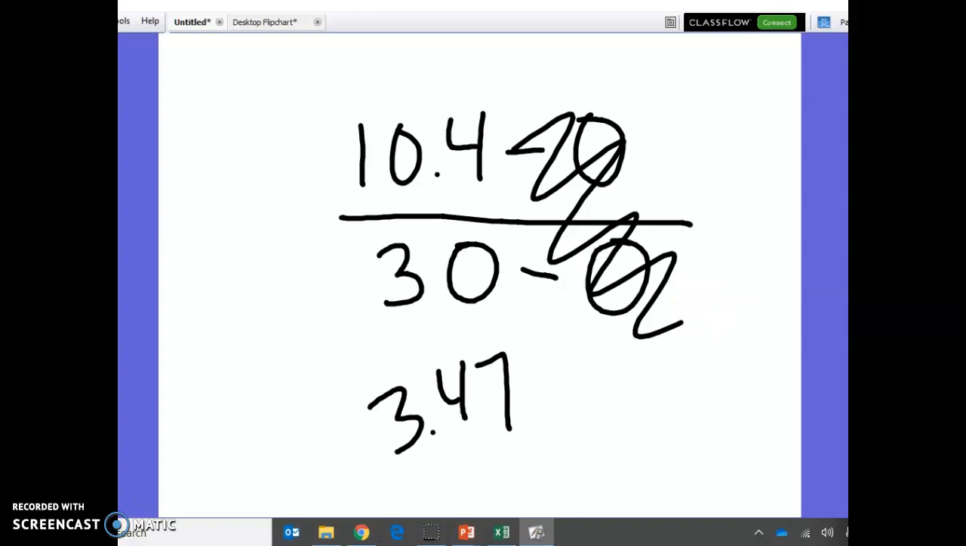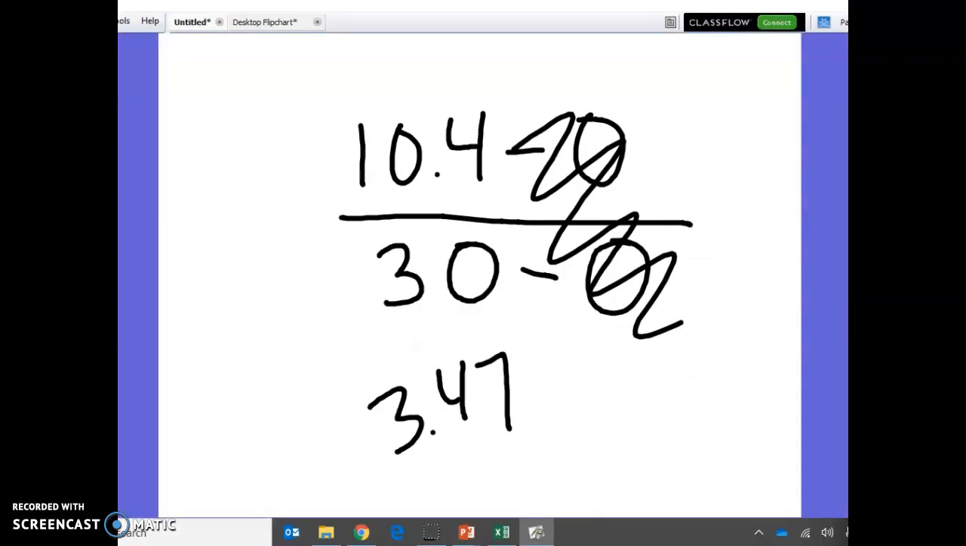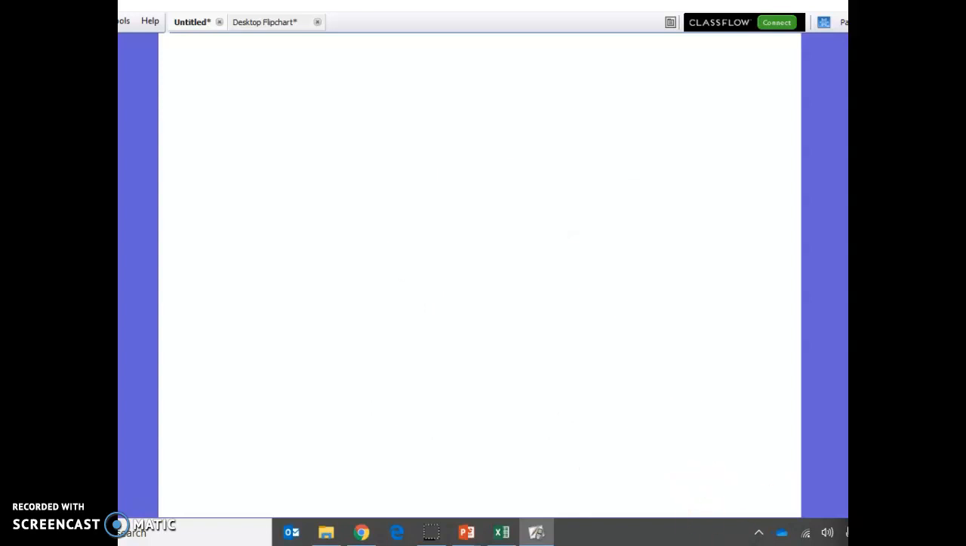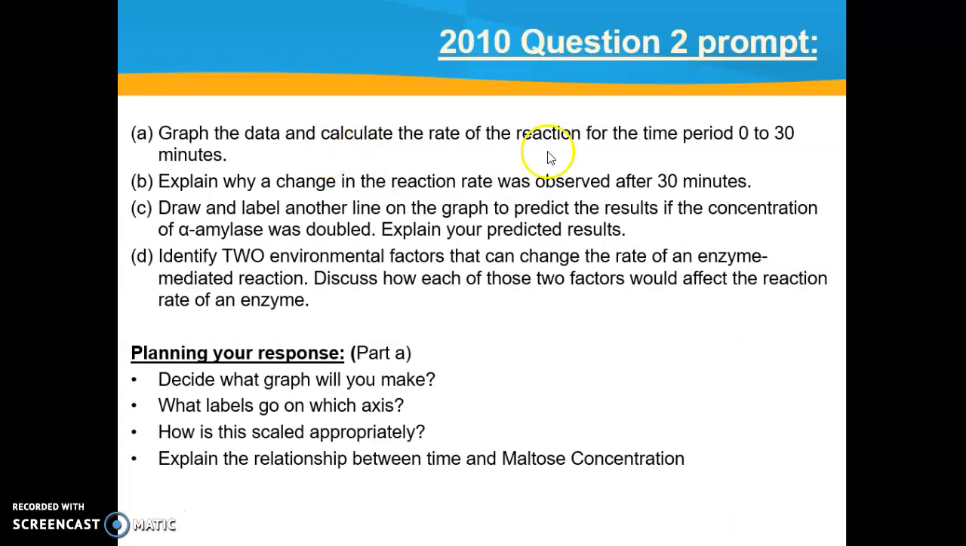So let's go back and look at what those labels were. We were looking at the concentration. So if I was doing this for real, I would have millimoles over minutes. Our final answer should be 3.47 millimoles over minutes. That's our rate of enzyme production from 0 to 30 minutes. I apologize. Okay, so that's how we do rate. We've answered part A.